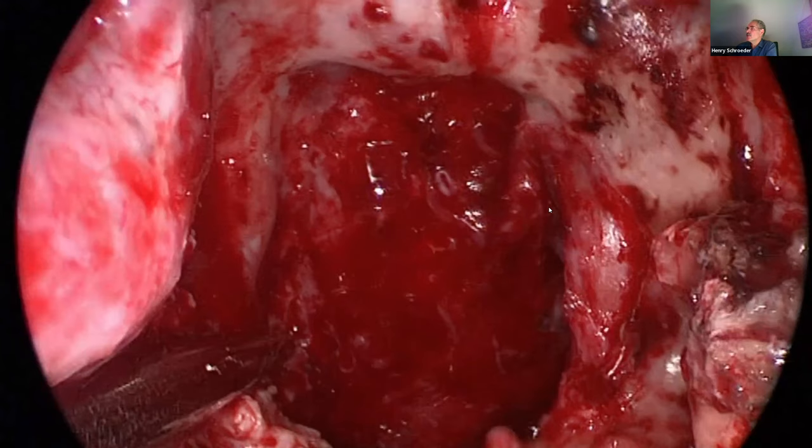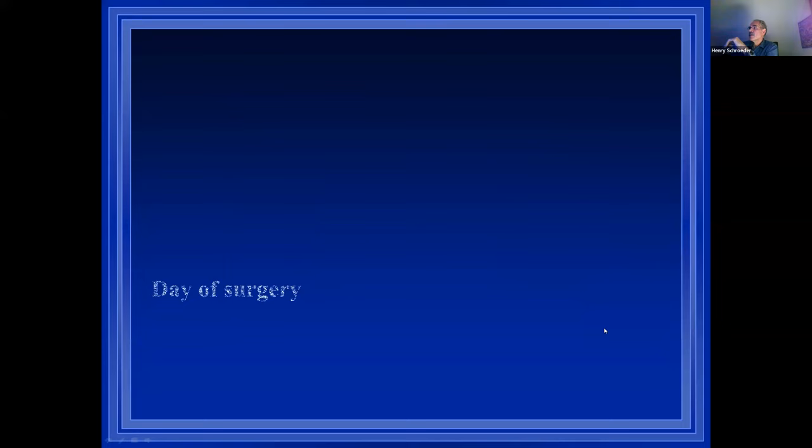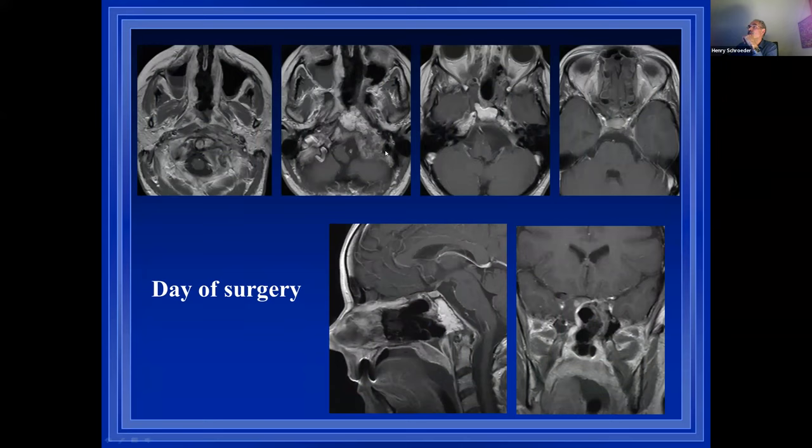And behind, we could resect the tumor far laterally because we use a 45 degree endoscope and you can dissect very nicely. And usually the chordomas are not too sticky. And you see, this is the amount of what we had on the day of surgery. Put some fat here inside. But of course, we could not take the lateral part and the posterior part of this tumor.